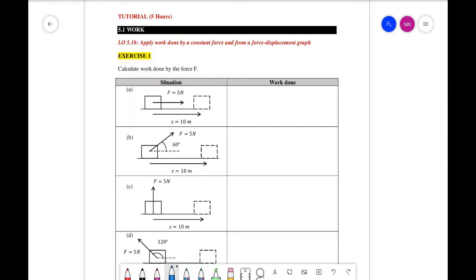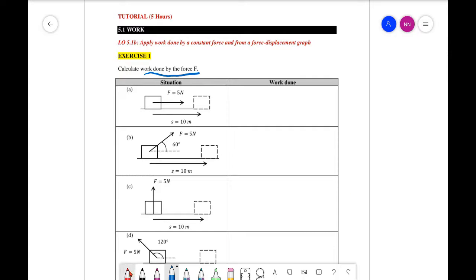5.1 Work, learning outcome 5.1b: apply work done by a constant force and from a force-displacement graph. For exercise 1, calculate the work done by the force F.